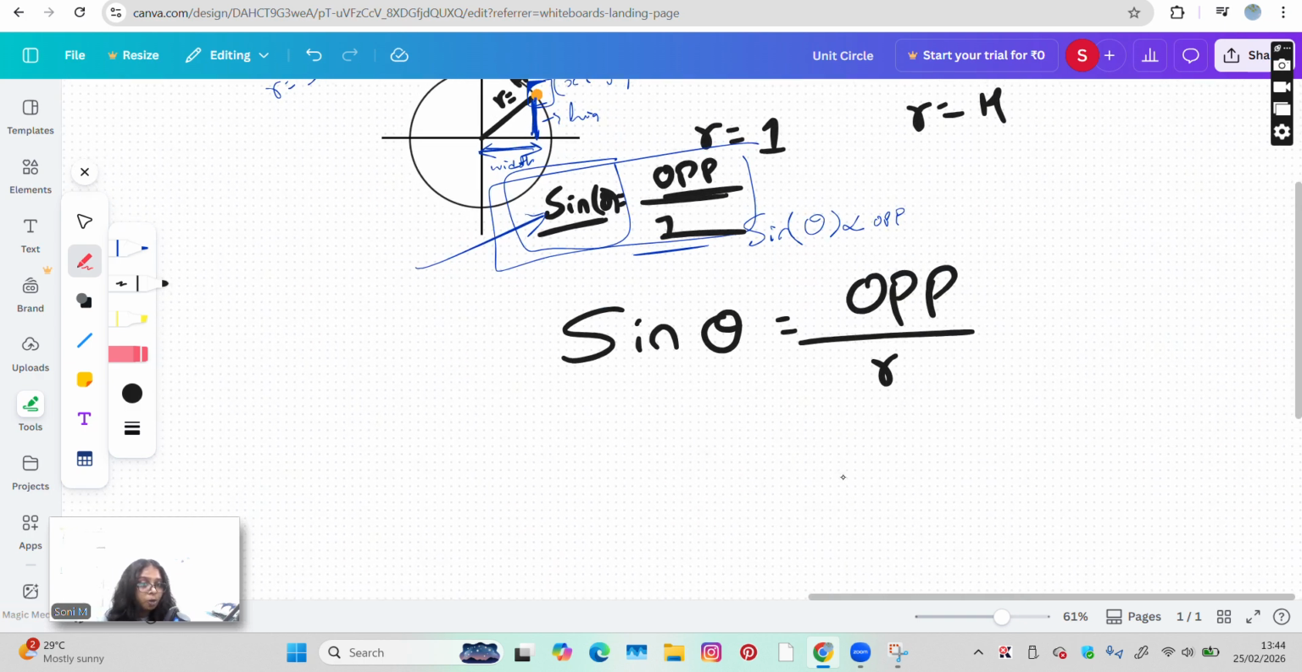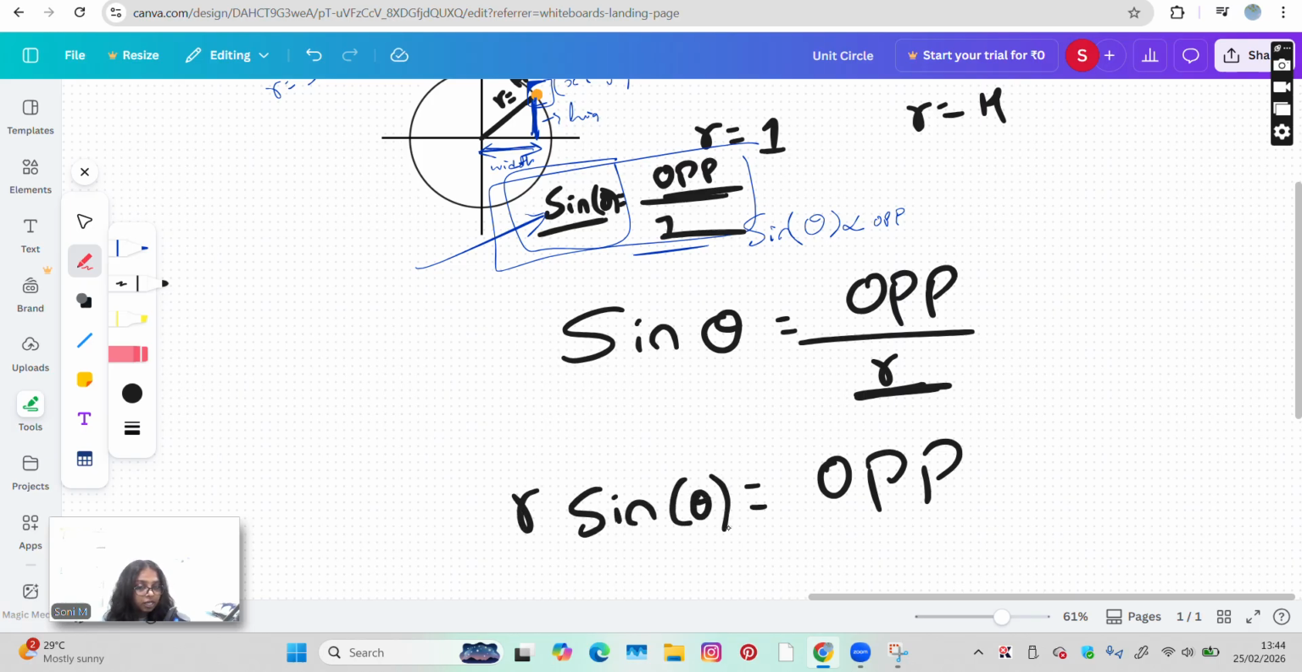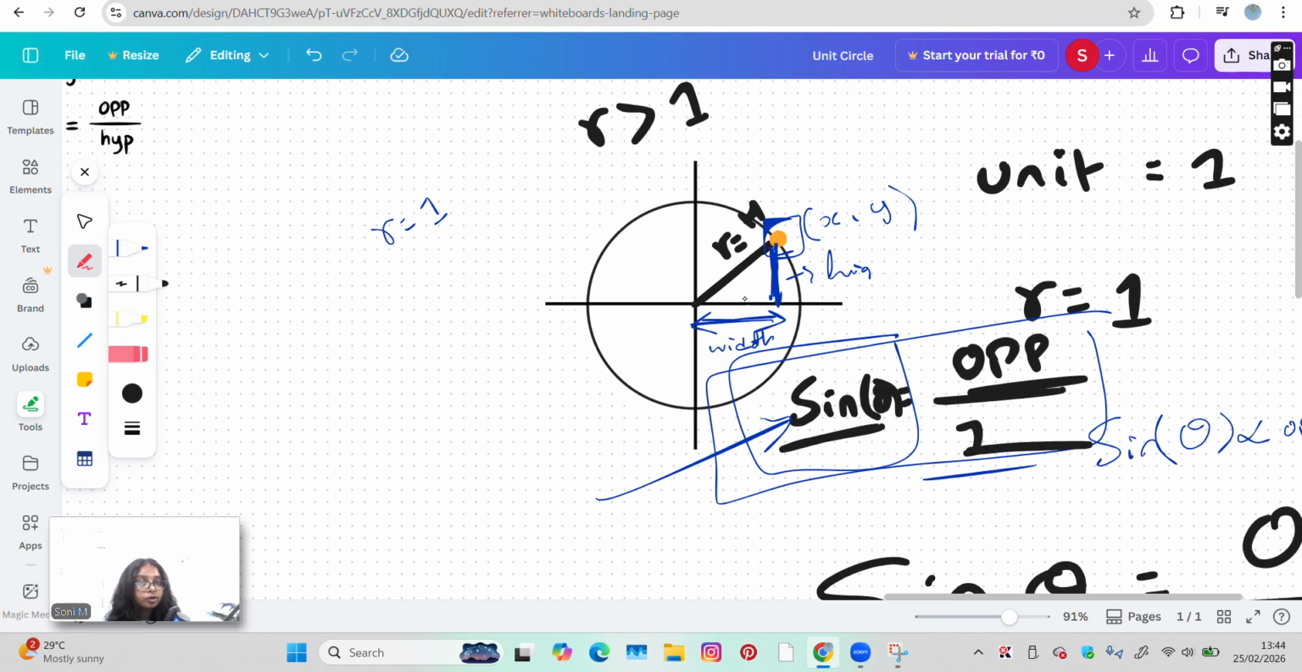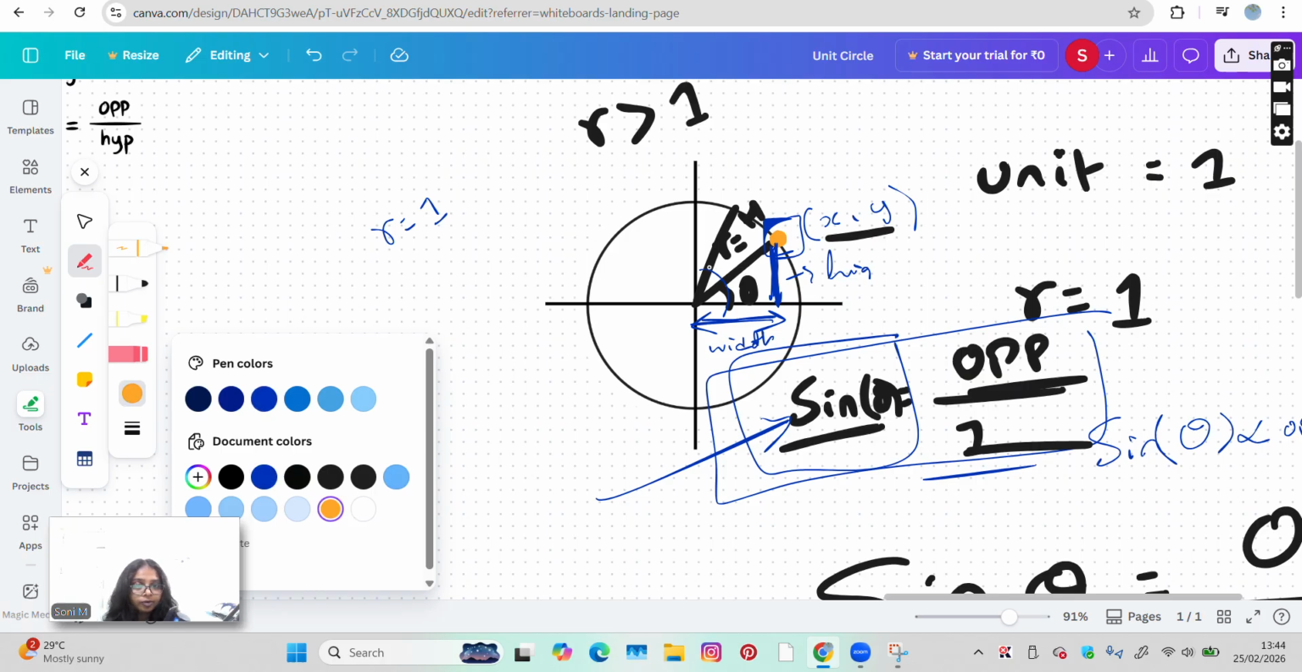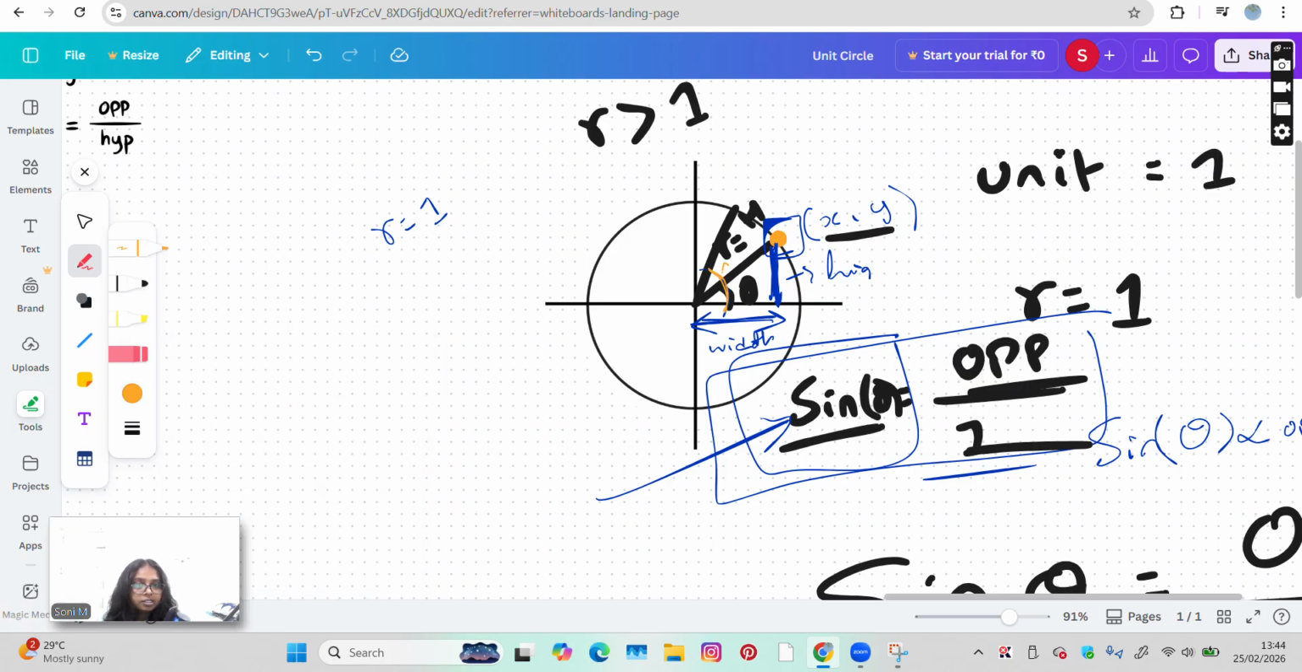Now, your opposite side length is going to be the radius multiplied by the sine of theta function, and theta defines the input angle that you would like to place. Obviously, for every input angle, let's say this input angle, it gives you a certain x, y coordinate.